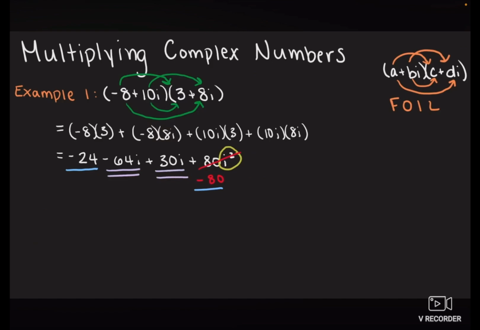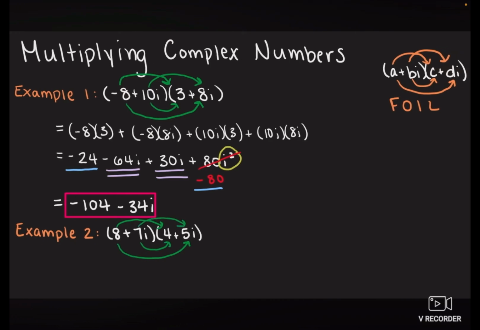So in this example, minus 8 plus 10i times 3 plus 8i, multiply minus 8 times 3 plus minus 8 times 8i plus 10i times 3 plus 10i times 8i. The answer will be minus 24 minus 64i plus 30i plus 80i square. Since i square is minus 1, this will be equal to minus 80. Hence the final answer will be minus 104 minus 34i.